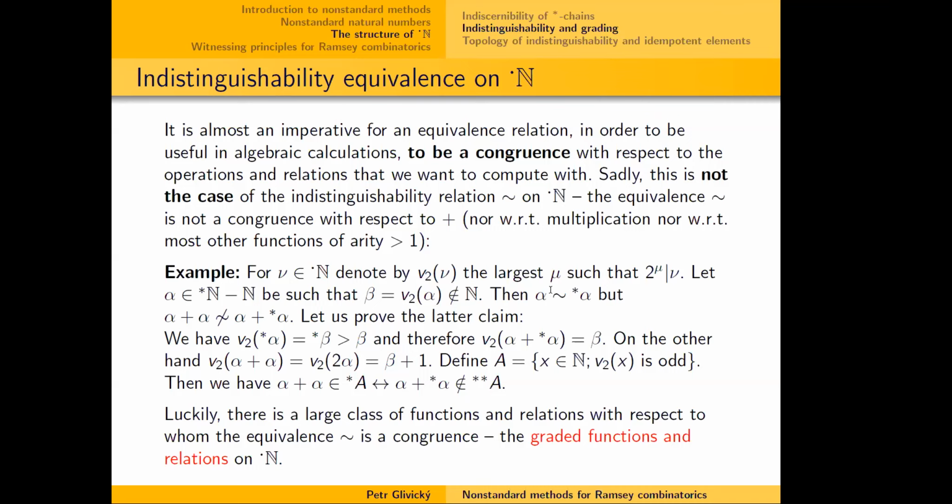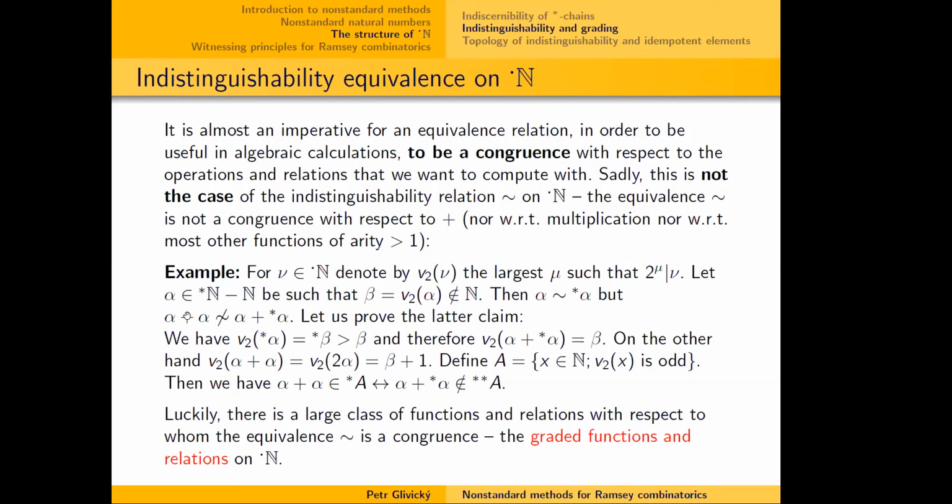And then we of course have that alpha is indistinguishable from star of alpha. It's true about all elements, that they are indistinguishable from their stars by the transfer principle, for example. But alpha plus alpha is not indistinguishable from alpha plus star alpha. So both of the arguments on left and right are mutually equivalent, but the results of the operation are not, which means it's not a congruence.